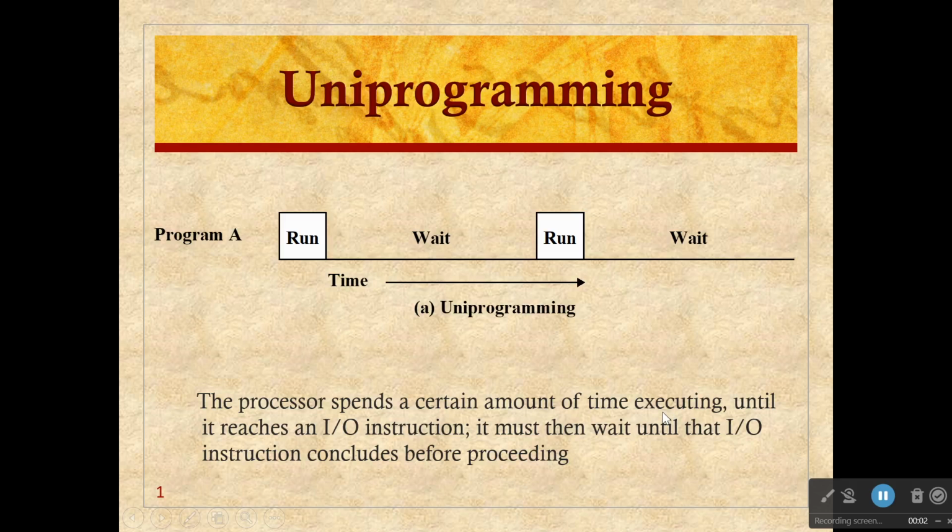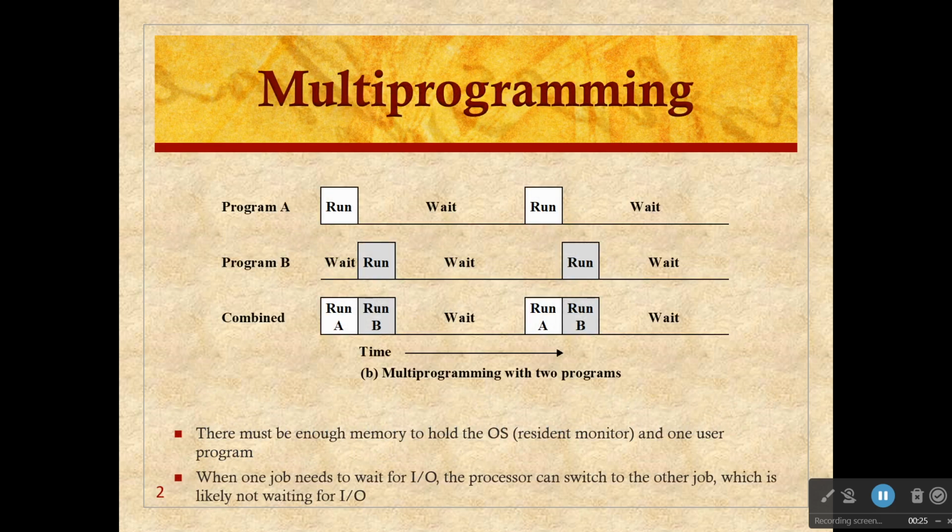Figure 2.5a illustrates the situation where we have a single program, referred to as uniprogramming. The processor spends a certain amount of time executing until it reaches an I/O instruction. It must then wait until that I/O instruction concludes before proceeding. This inefficiency is not necessary.